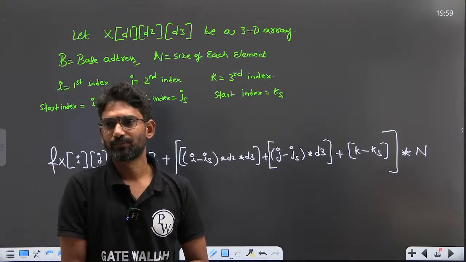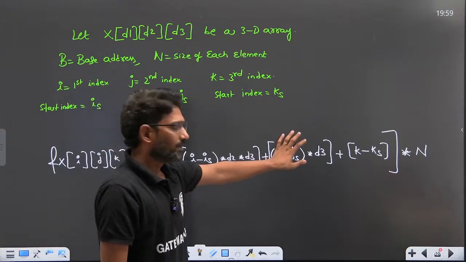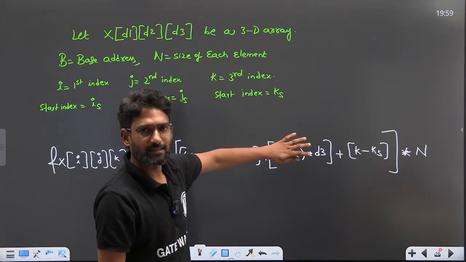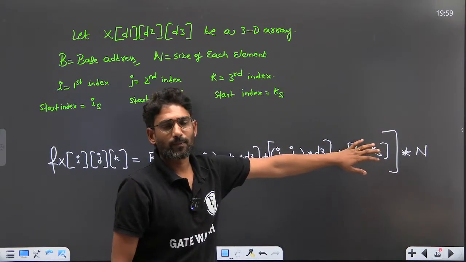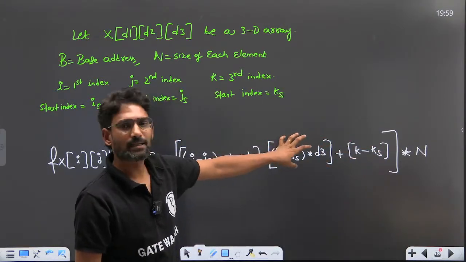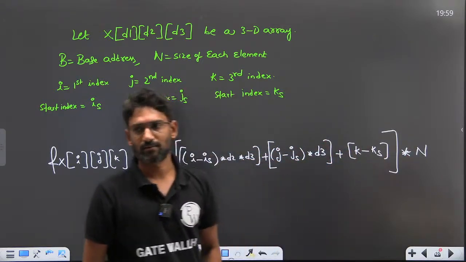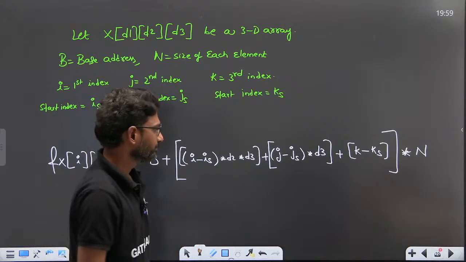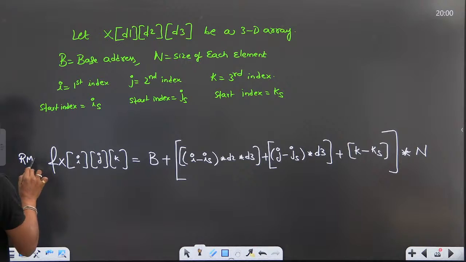Nishu, for column major, this would be k minus ks into d2 plus j minus js. That would be the difference if it is column major order. So the earlier one is for row major order only.